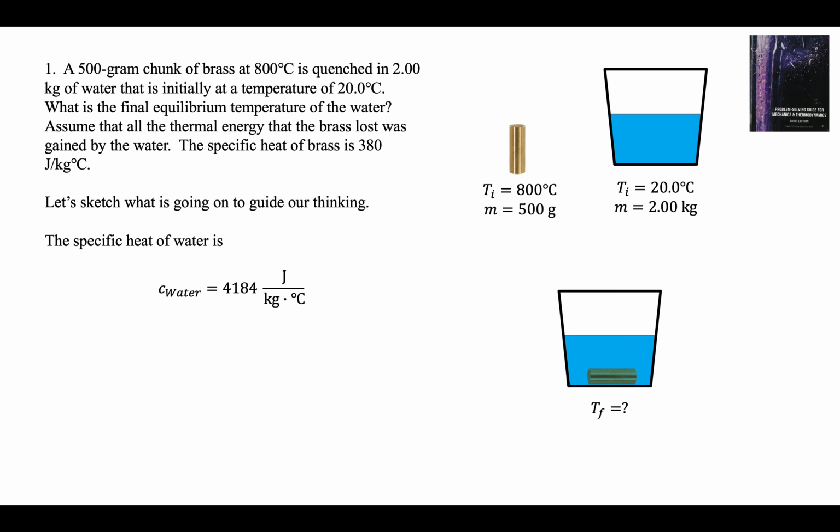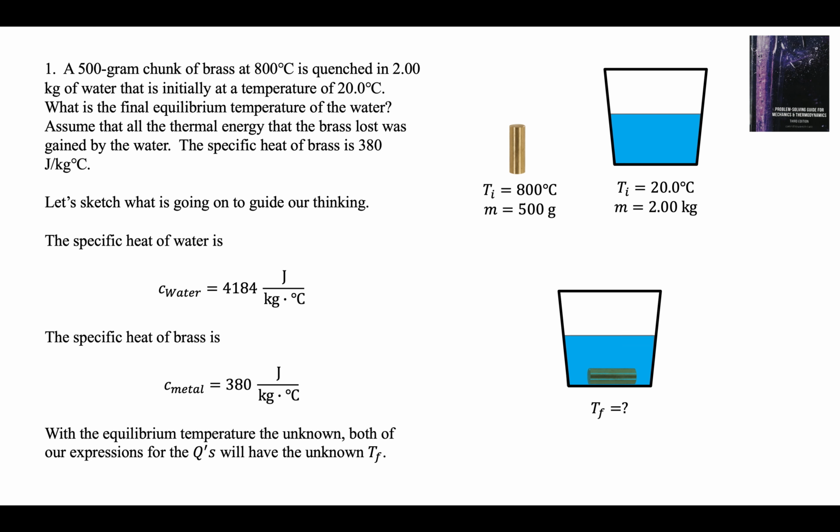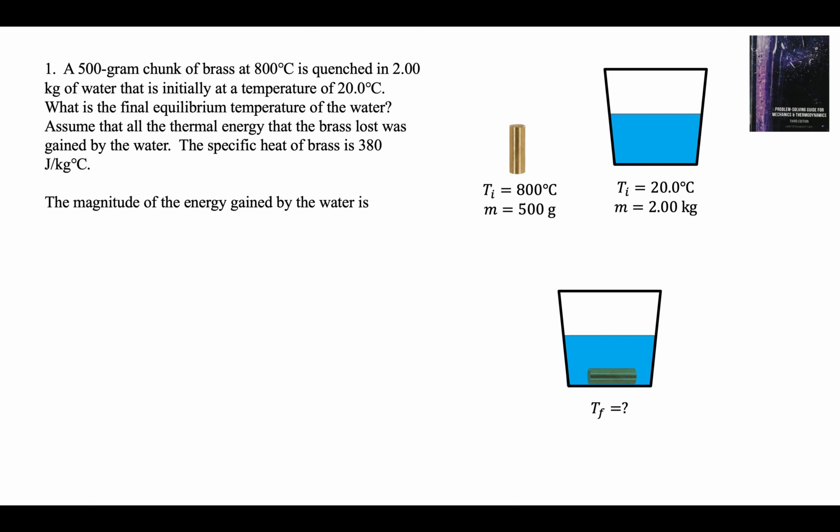So we have the specific heat of water, 4,184 joules per kilogram per degree Celsius. Brass is 380 joules per kilogram per degree Celsius. With the equilibrium temperature the unknown, both of our expressions for Q will have the unknown T final in them. So for the magnitude of the energy gained by the water, we can't calculate a number because we don't know T final. But we know the change in temperature of the water: whatever T final is, it starts at 20, so it's T final minus 20. So there's an expression for the Q gained by the water.